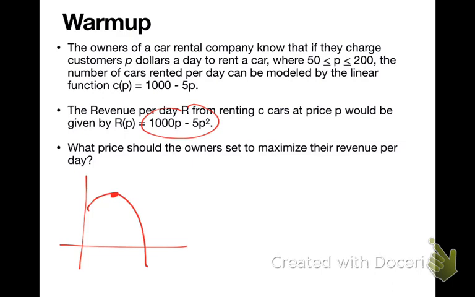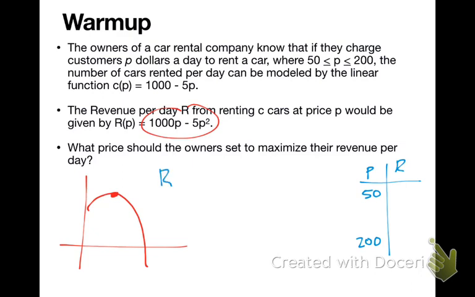So here's what we'll do. We will take this function R of P along with our endpoints here, which are 50 and 200. We'll put them in a table here because we do have endpoints to check. Remember, extreme values can happen at endpoints, but they can also happen at critical points.